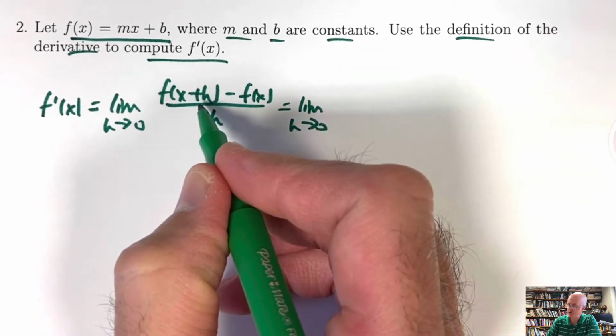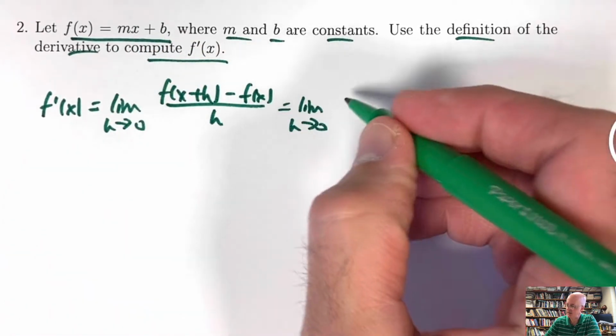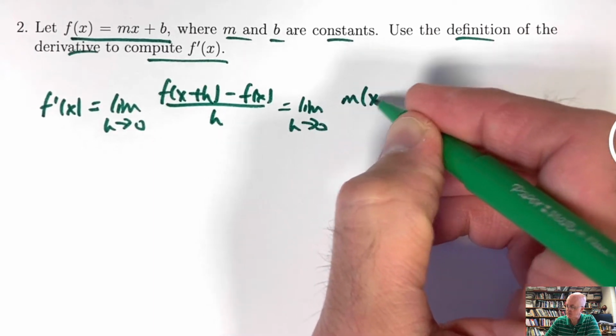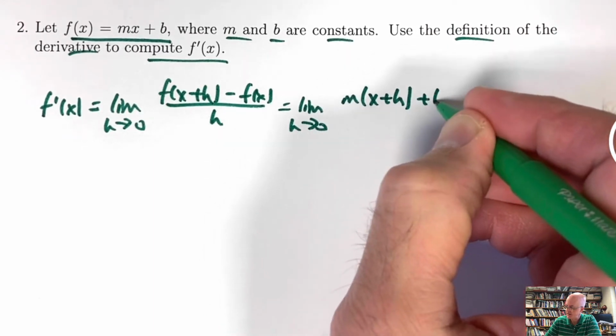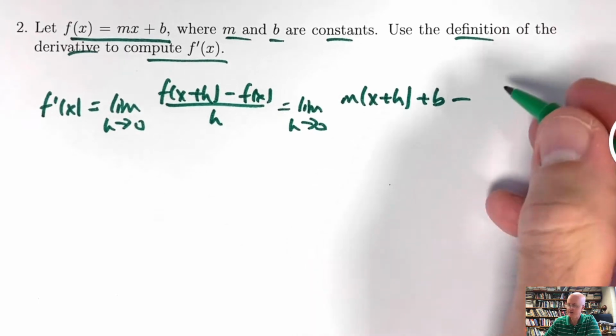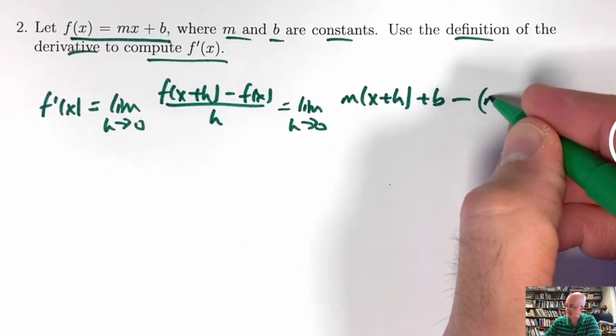f of x plus h, go to the formula, replace x with x plus h. Don't forget to use parentheses here. And then subtract f of x. Don't forget to use parentheses here.